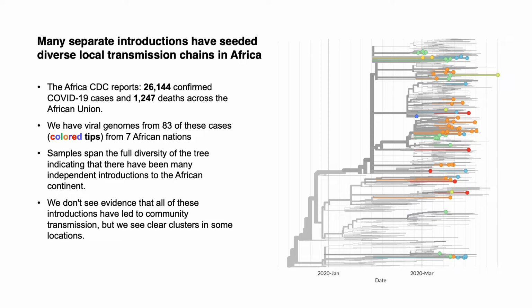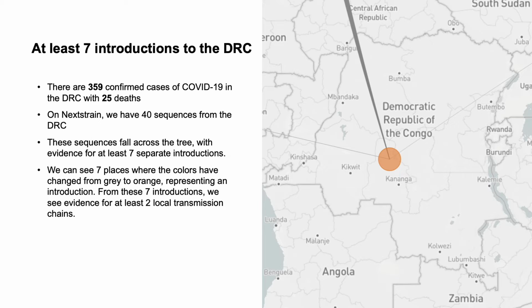These samples span the full diversity of the tree, indicating that there have been many independent introductions to the African continent. Many of these introductions appear to be from Europe, although this may be skewed by the fact that we have more sequences from Europe than most other places in the world. We can't rule out the possibility of unsampled intermediate transmissions elsewhere. We don't see evidence that all of these introductions have led to community transmission, but we see clear clusters in some locations. In the DRC, there are 359 confirmed cases of COVID-19 with 25 deaths.